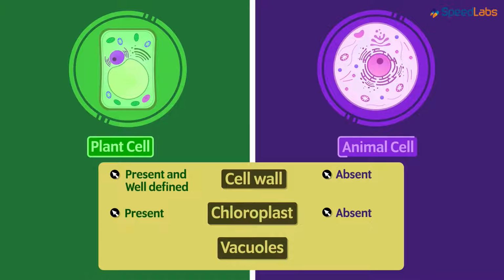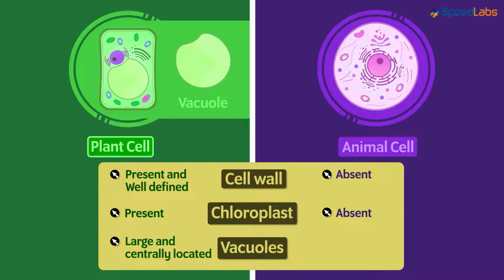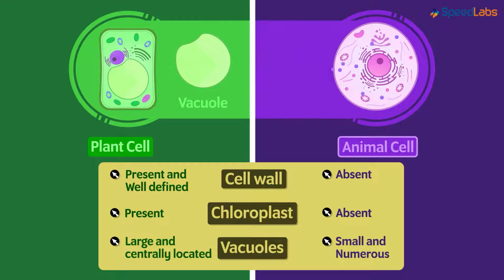Both plant and animal cells contain vacuoles. However, in plant cells, the vacuole is a large one located at the center, while in animal cells, there are numerous small-sized vacuoles. This central vacuole can occupy the majority of the cell space, pushing other organelles to the periphery. The case of animal cells is slightly different. Here, the vacuoles are much smaller in size and they are scattered throughout the cytoplasm.